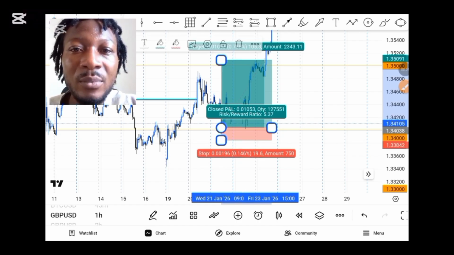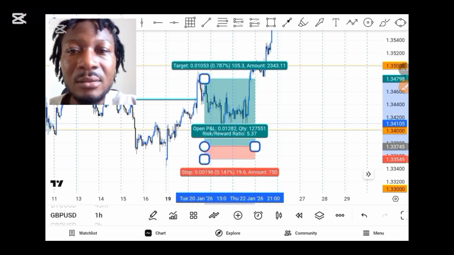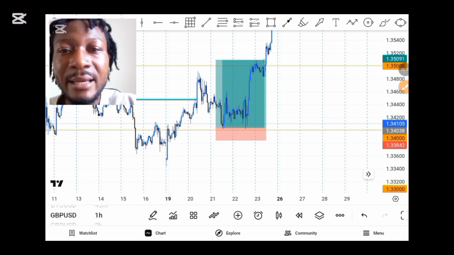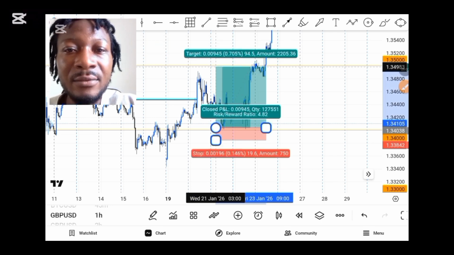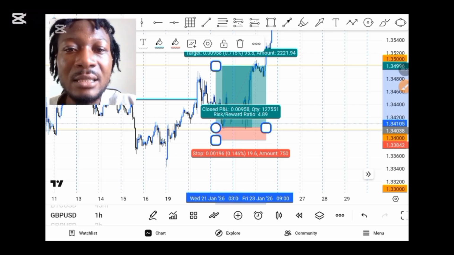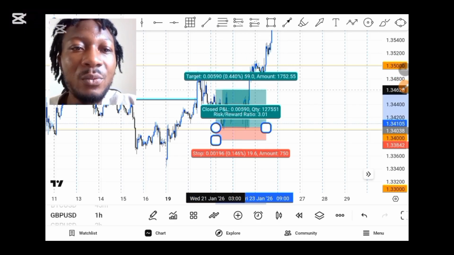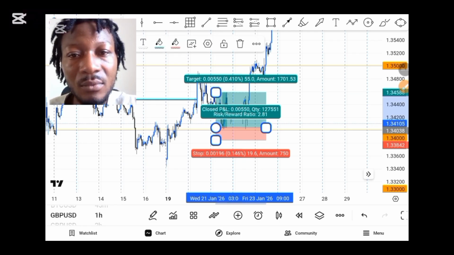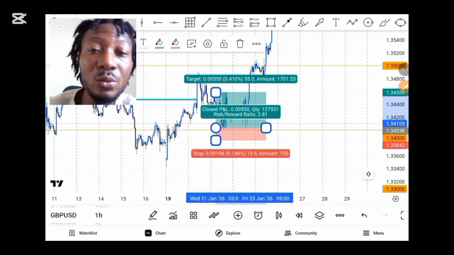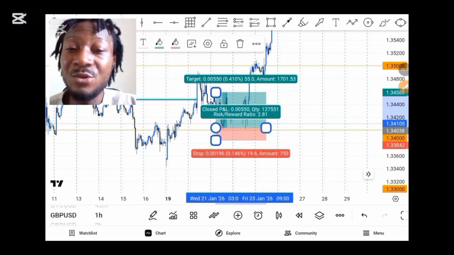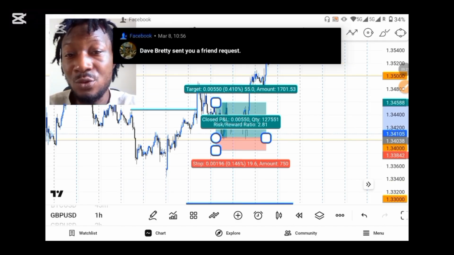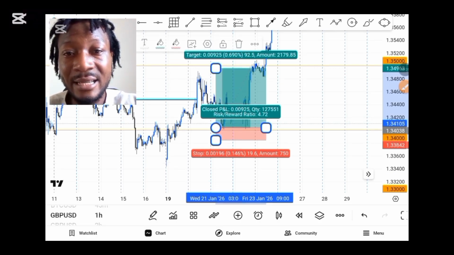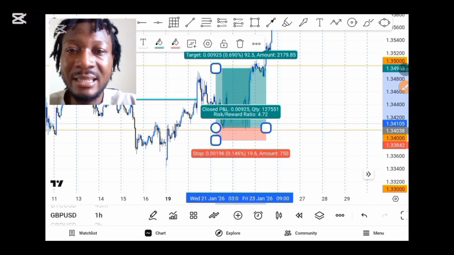And where do you target? You target the next key level or the next mid level. If you target the next mid level, which is between the two key levels, it's 50 pips, and you are risking 20 pips. So that gives you approximately 1 to 2.5. But if you want to take 1 to 5, then you target the next key level, somewhere around the next key level.